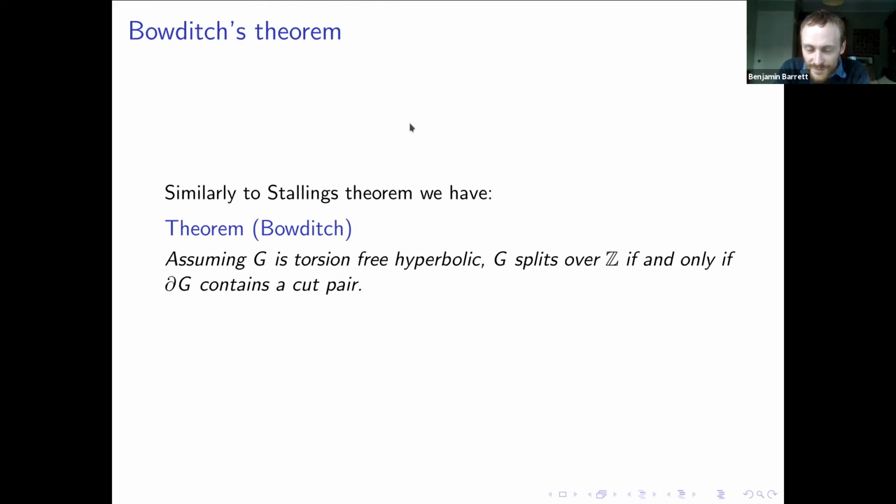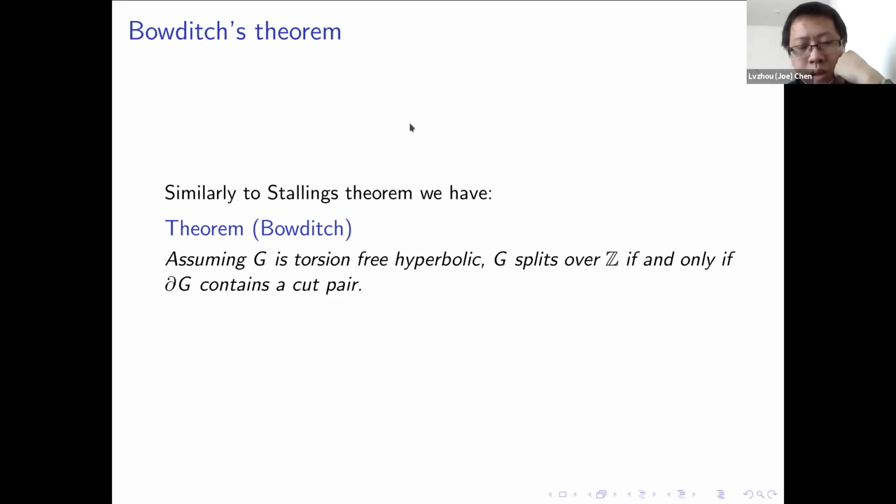I would stress that this is only true in the torsion-free case. So I do need to say this disclaimer, so I'm not misleading you. This is a theorem very much. So on the next slide, I'm going to tell you a bit about where things change for torsion. I just don't want to lie to you. So yeah, I'm just going to stress torsion-free. Then we get that G splits over Z if and only if the boundary contains a cut pair. Any questions about this before I say something quick about torsion?